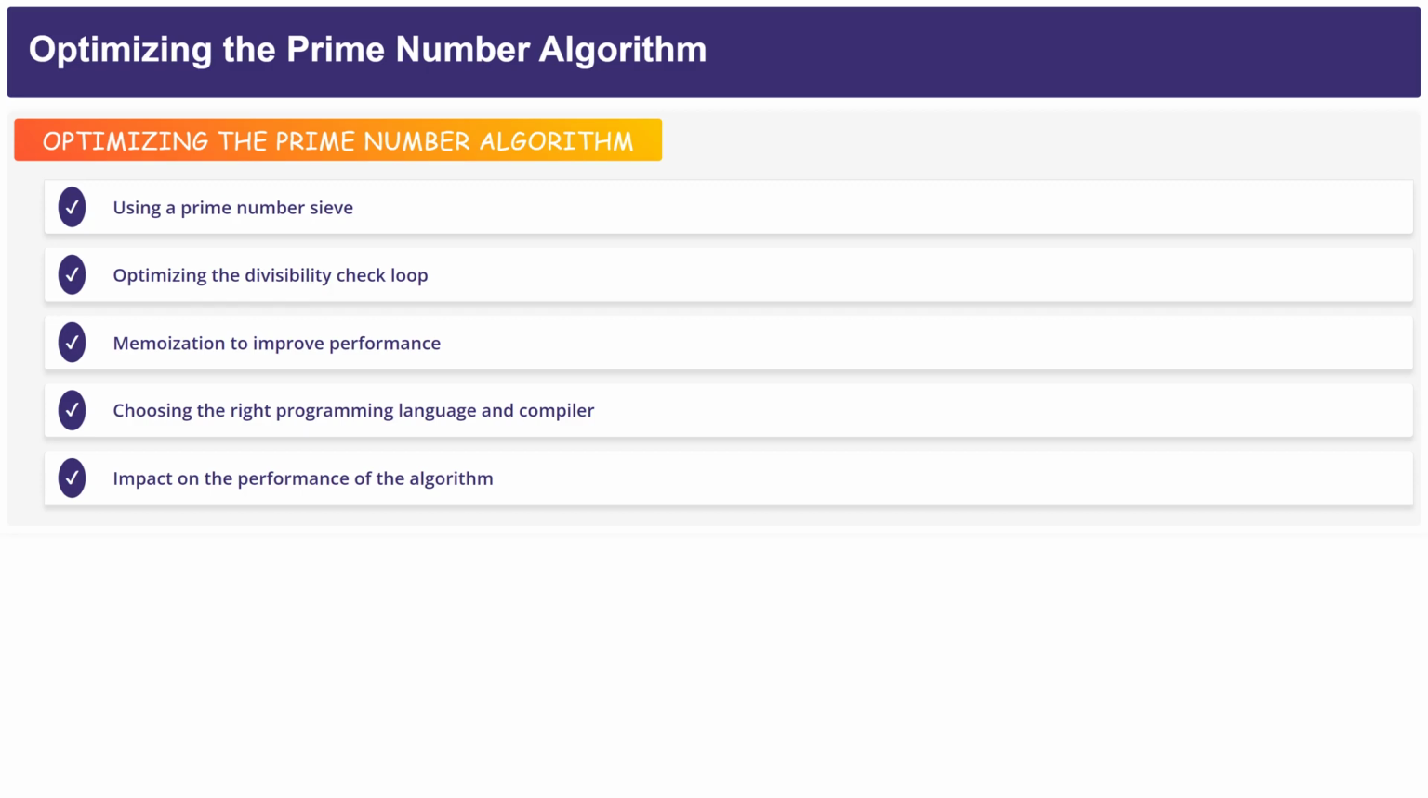Finally, the choice of programming language and compiler can also impact the performance of the prime number algorithm. Different languages and compilers have different optimization techniques and features that can affect the execution time. It's important to consider these factors when implementing the algorithm. Now let's move on to the next section.